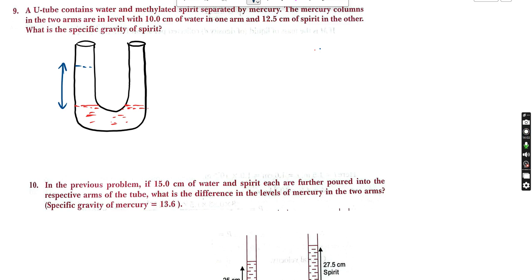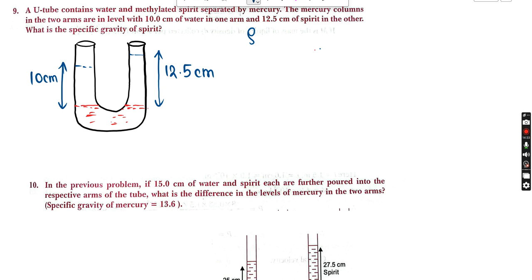So water is 10 centimeter, correct? And a little bit more will be there, 12.5 centimeter, so that is 12.5 centimeter of the spirit. What is the specific gravity of the spirit? They are asking you about the specific gravity. I hope you are aware of the specific gravity, right? Basically, they are asking us to find the specific gravity of the spirit.